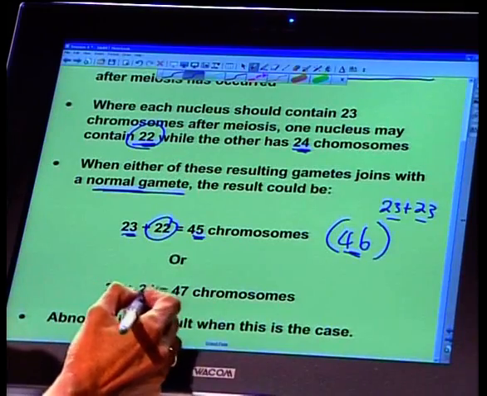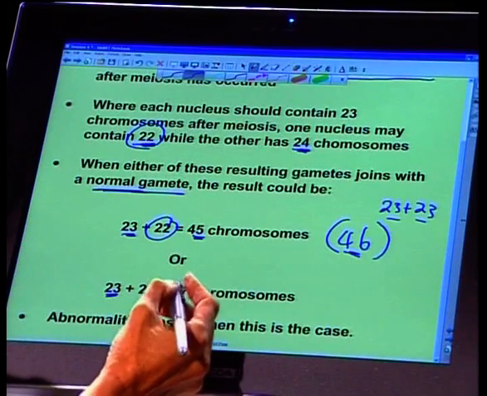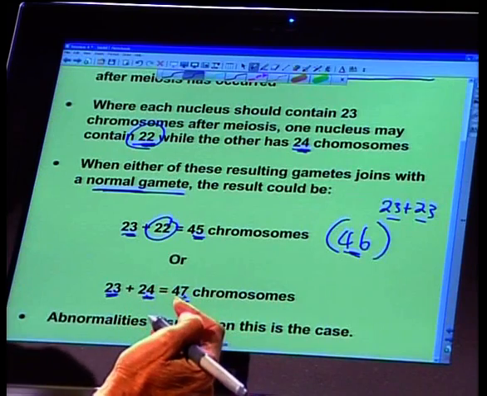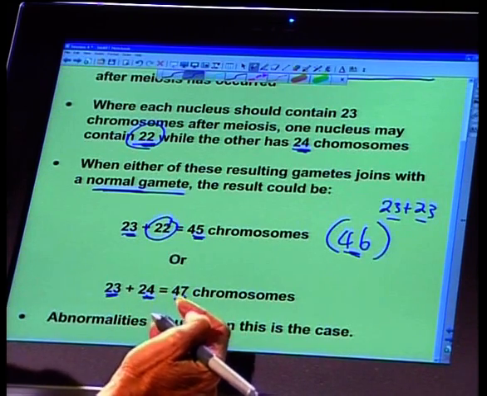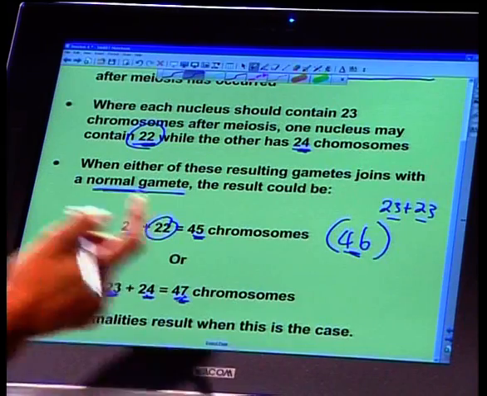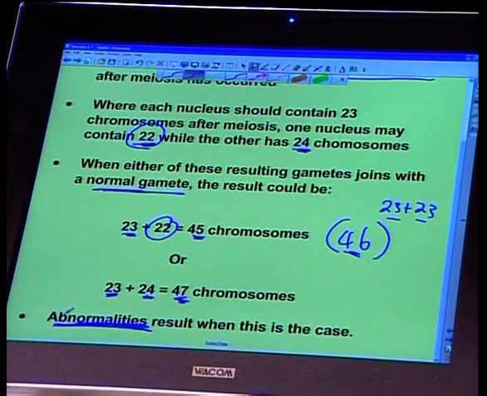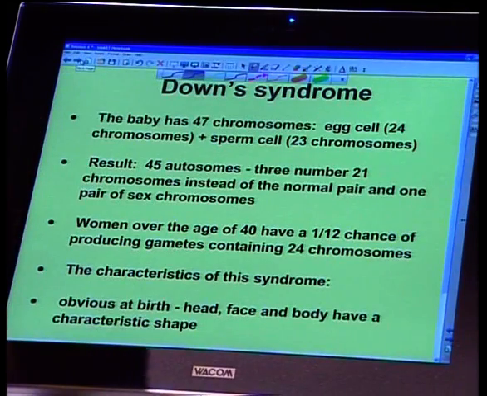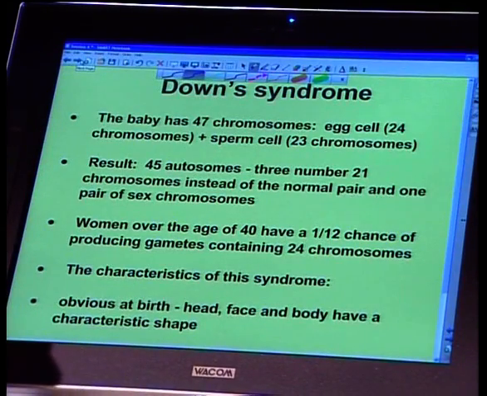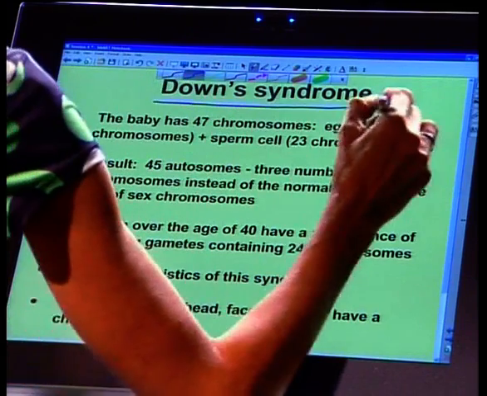Or if we have 23 plus 24, oh goodness gracious, now we end up with 47, and that is a problem because it's not 46. So that's when we have abnormalities, and those abnormalities are as a result of meiosis. So if we look at Down syndrome, there are 3 syndromes you need to know. Number 1, Down syndrome.